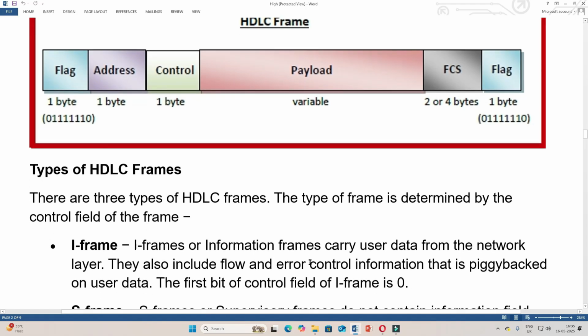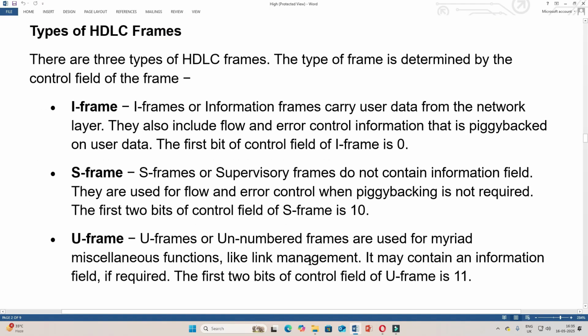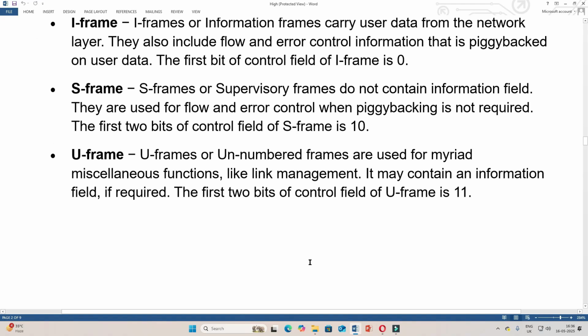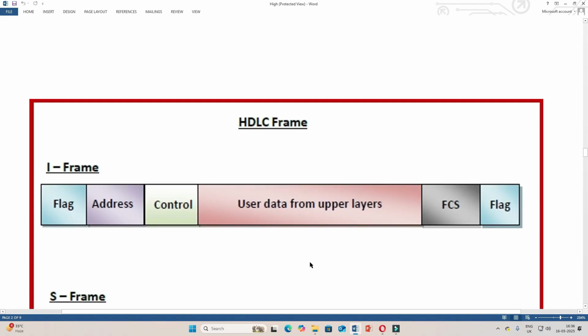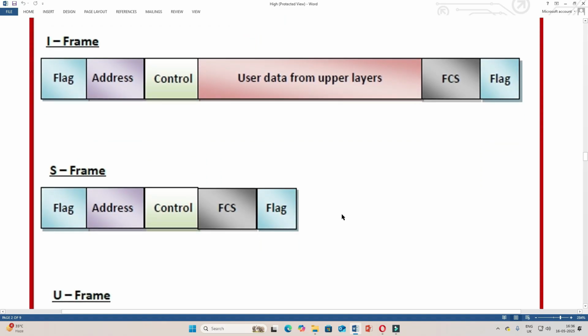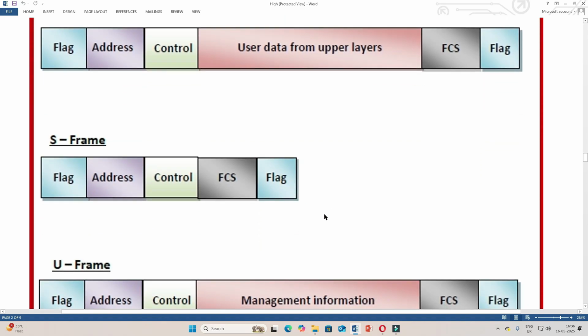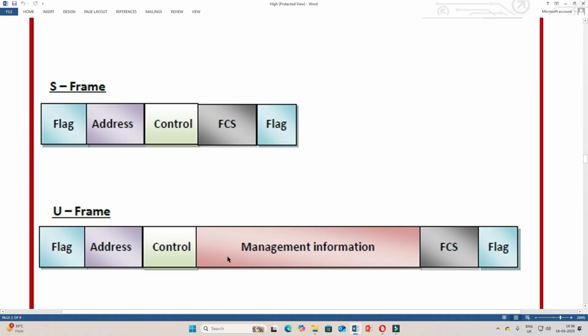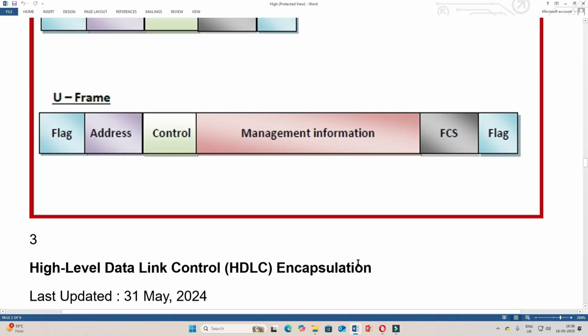The types of frames are the I frame, supervisory frame, and U frame, the unnumbered frame. The I frame has flag, address, control, user data from the upper layer, FCS, flag. The supervisory frame has flag, address, control, FCS, flag. The U frame has flag, address, control, management, FCS, flag.